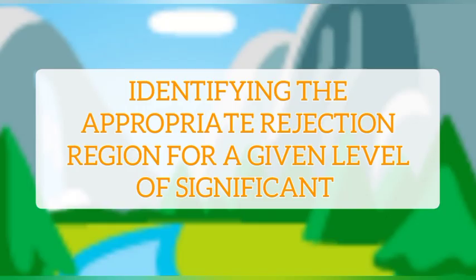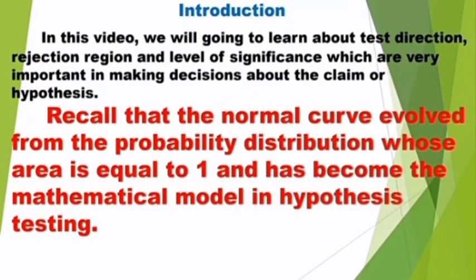In this video, we will be identifying the appropriate rejection region for a given level of significance. We are going to learn about the test direction, rejection region, and level of significance, which are very important in making decisions about the claim or hypothesis.